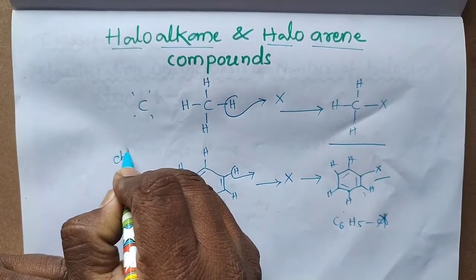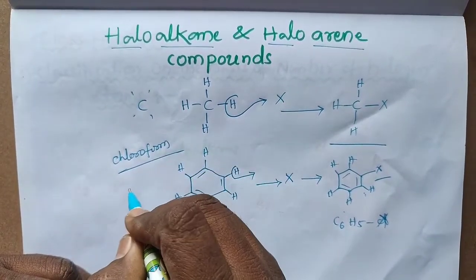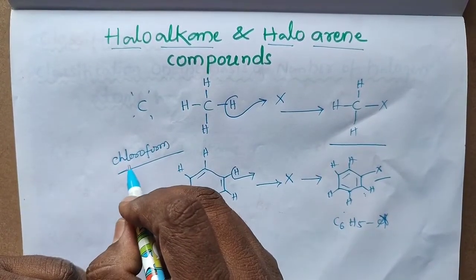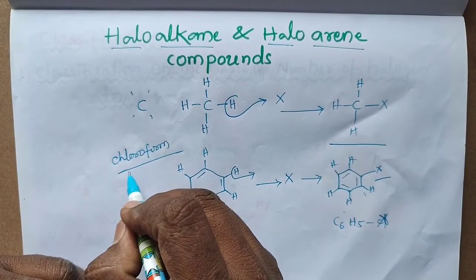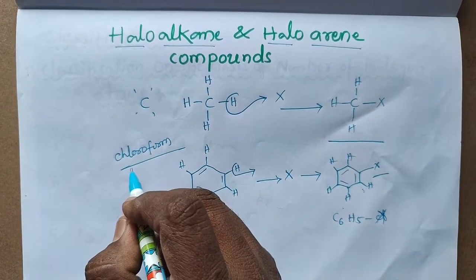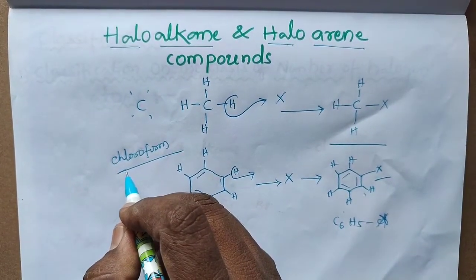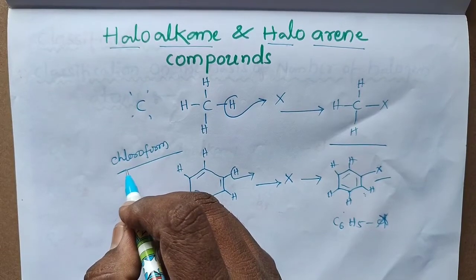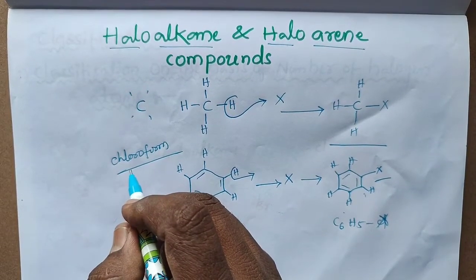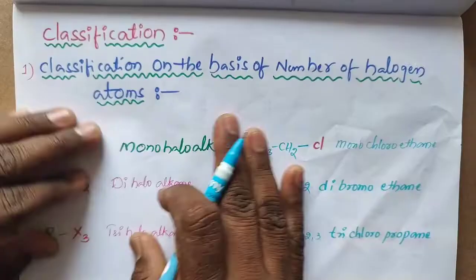Some of the compounds are used from the anesthesia point of view, for example chloroform. This is one of the drugs used for anesthesia, and many drugs are used as remedies for diseases like typhoid and malaria. So these haloalkane and haloarene compounds are very important in everyday life and industries.